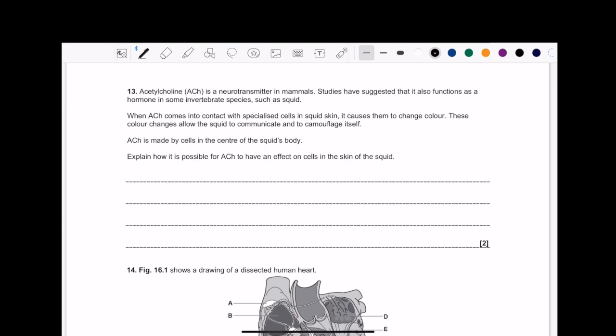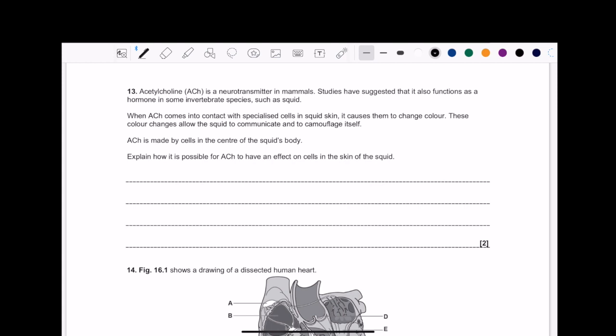So this one is one of my favorites, might I add: explain how it is possible for acetylcholine to have an effect on cells in the skin of the squid. I've assessed that I do not need to read the information above the question because when I skim through it, it's really irrelevant. I don't really need to know what actually happens in the squid because the question says explain. If this is explain, it means you know the content. This is not a suggest.